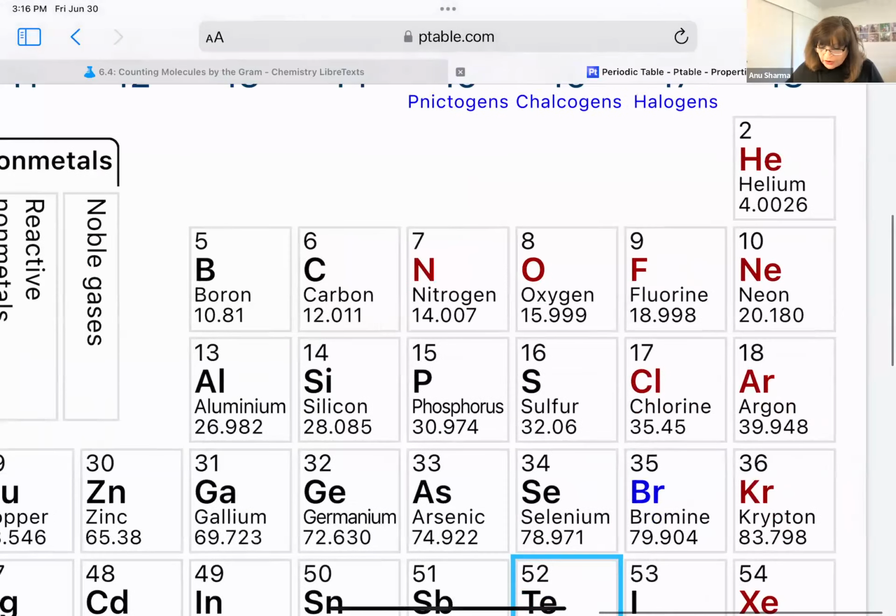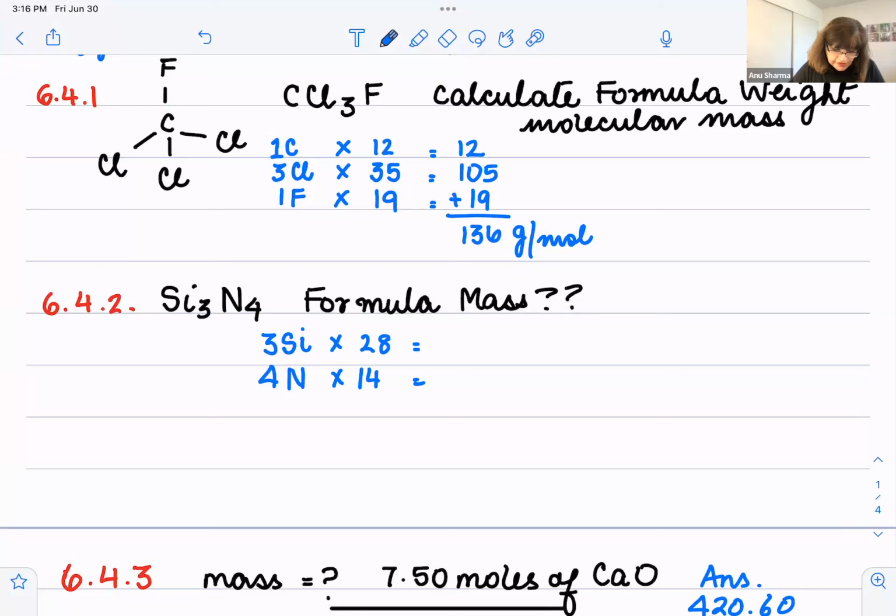So let's do this here. 28 times 3 is equal to 84. And 14 times 4 is equal to 56. Okay, so 56 plus 84 is equal to 140 grams per mole. Okay, all right.